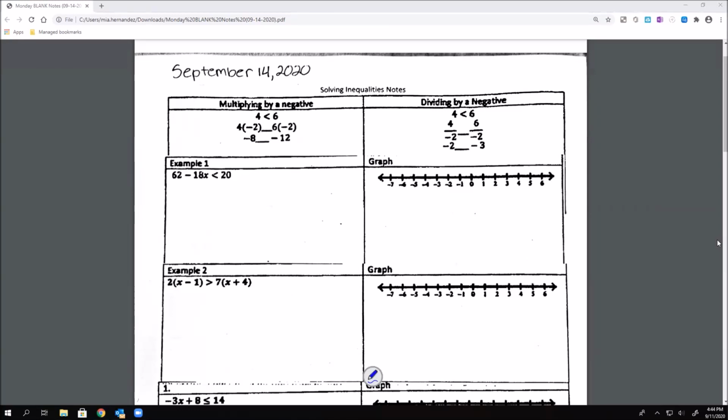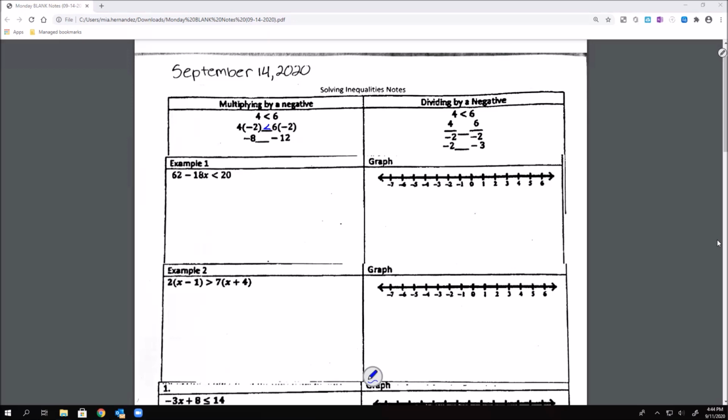So we're going to talk about solving inequalities. So let's look at this first part. It says 4 is less than 6. I'm going to multiply both sides by a -2. So I haven't fully multiplied out yet, so this still remains a less than sign.